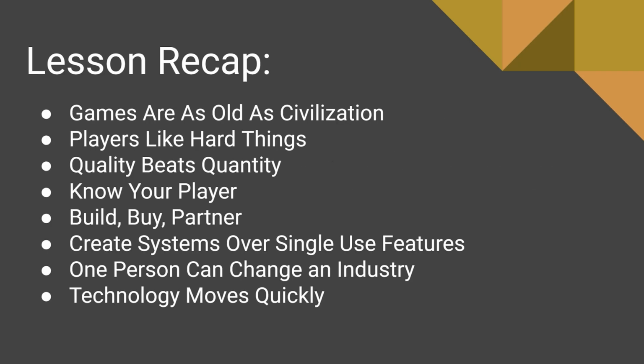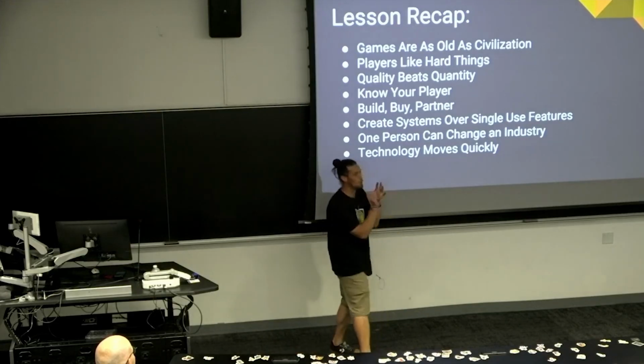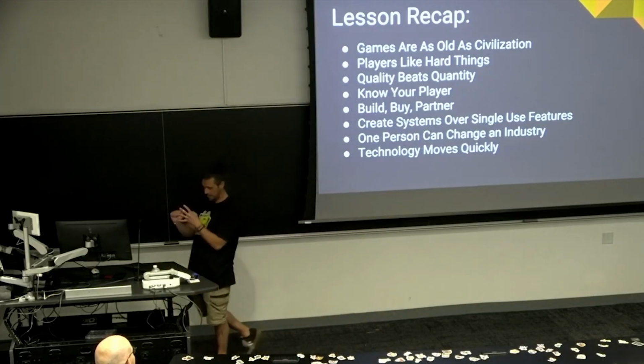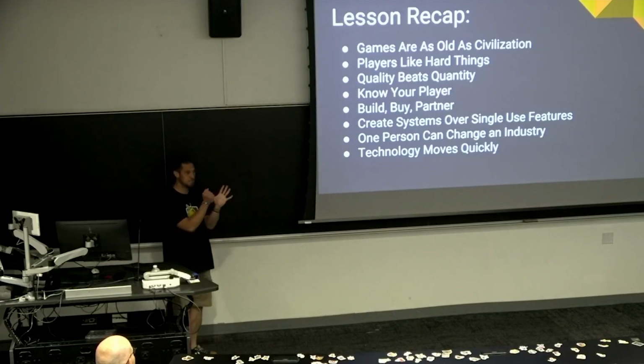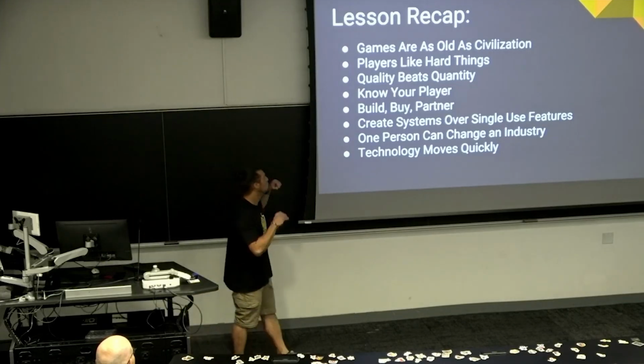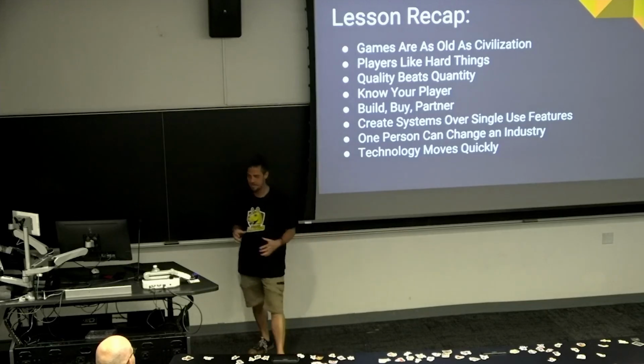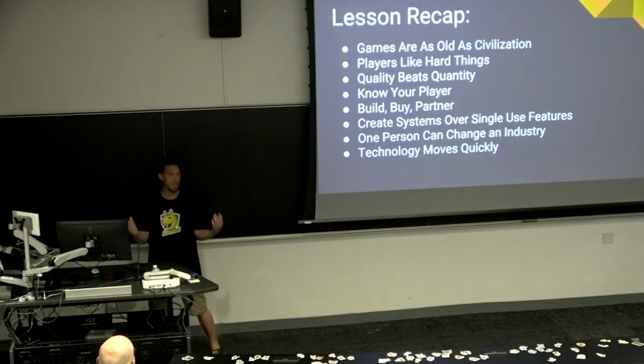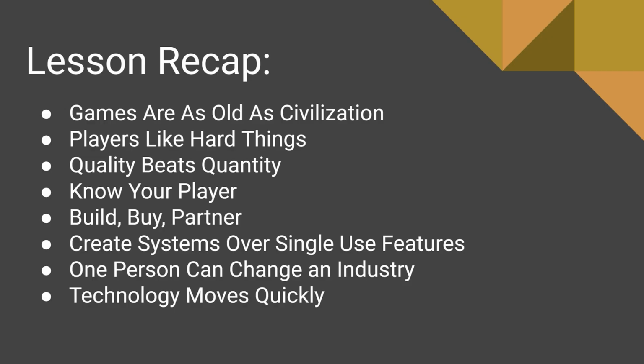So, as a recap, flying through all of the lessons we learned: games are as old as civilization. Players like hard things. Quality beats quantity. Know your player. Build by partner. Create systems over single-use features. One person can change an industry, and technology moves quickly. That's kind of the takeaway from the history of games. I mean, we went through almost 80 games. Those are kind of the things to take.